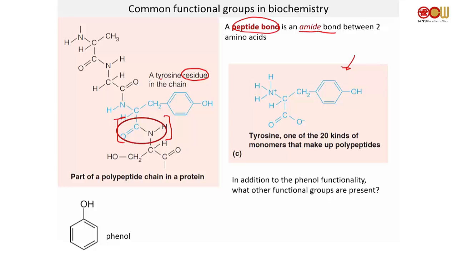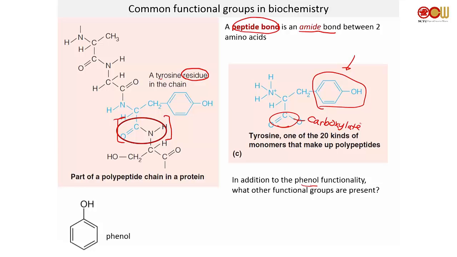If we look at the tyrosine structure, in addition to the phenol functionality, this is a phenol. In addition to that, what other functional groups are present? This guy is a carboxylate, or a carboxyl group. Carboxylate, it's a carboxylic acid, so it's an acid.